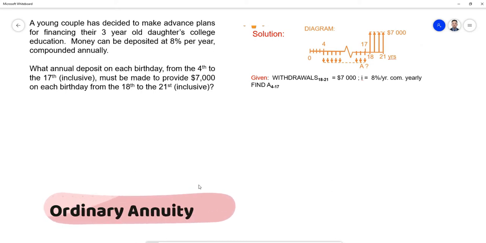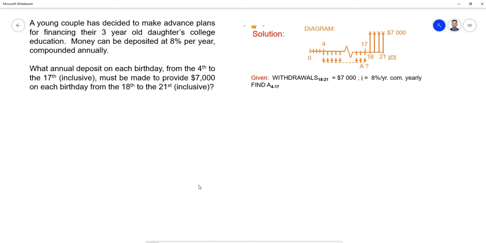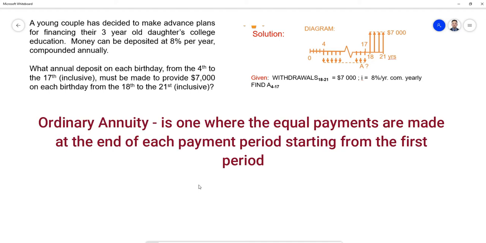Here we have an ordinary annuity problem. The strategy is to break into two cash flows. We have here on the right side the diagram and the given values: the withdrawals are equal to $7,000 and I, or the rate, is 8% per year compounded yearly. We will find A for the 4th to the 17th year. By the way, an ordinary annuity is one where the equal payments are made at the end of each payment period starting from the first period.